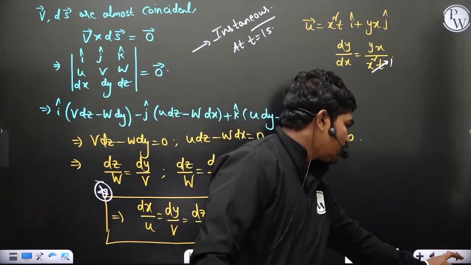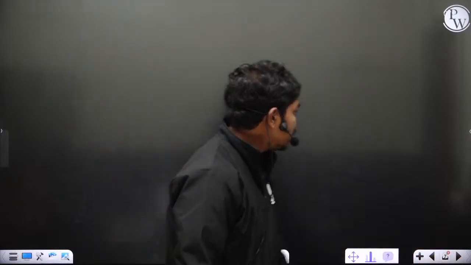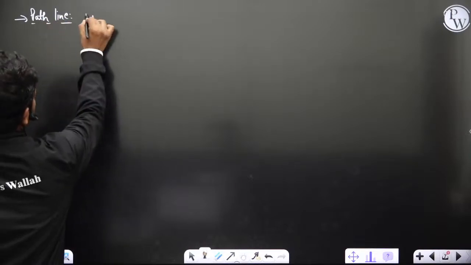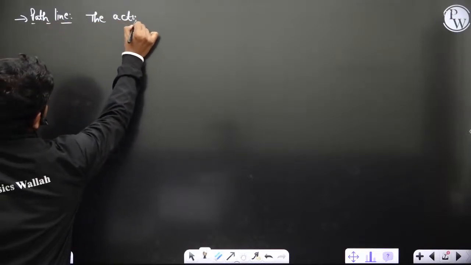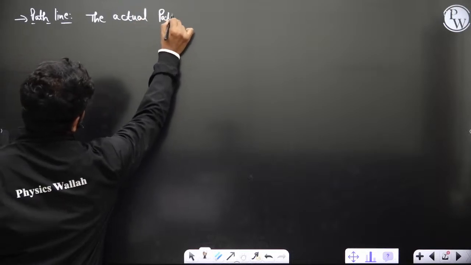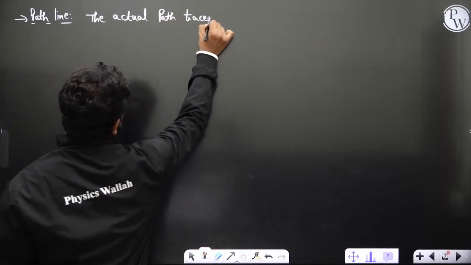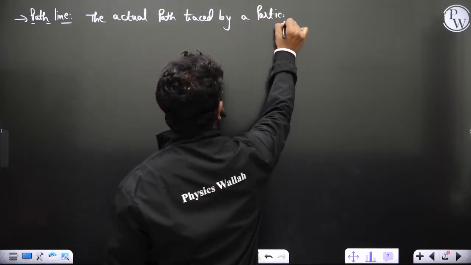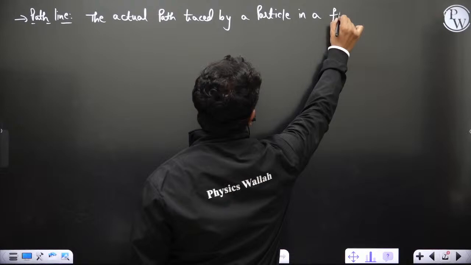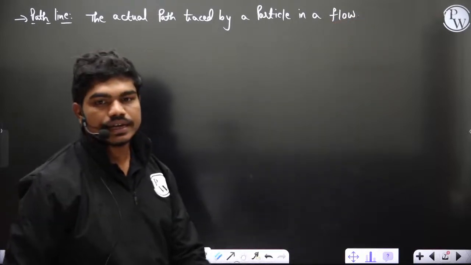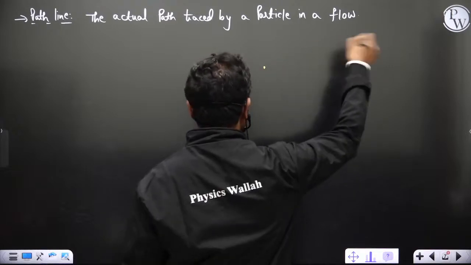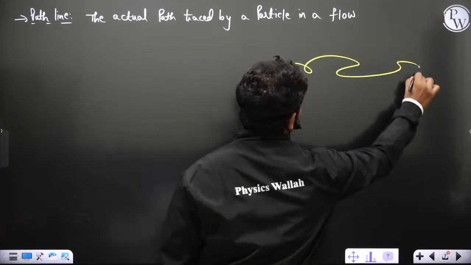Fine. Now let us go to something called path line. We'll see. The path, the actual path traced by a particle in a flow. Now let us see, if there is a particle, for example, and this is flowing, let us suppose this can actually go like this.